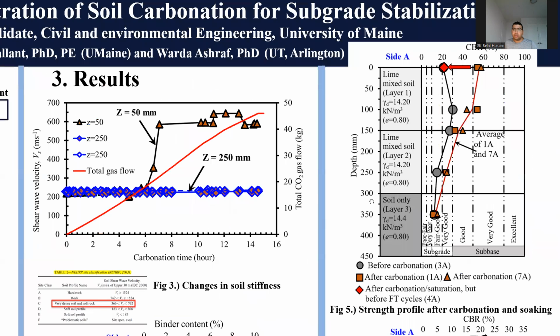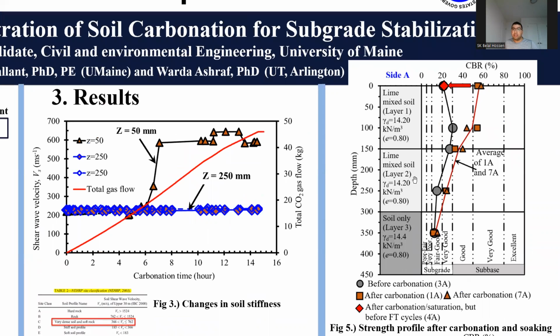Now I would like to talk about the strength profile of the material after carbonation in terms of the field California bearing ratio test. With the material rating, 0 to 30 CBR represents the subgrade quality of the material, while more than 30 represents subbase quality material. The black solid line with circles represents the initial one, meaning before introducing the carbon dioxide gas into the box of the compacted soil.